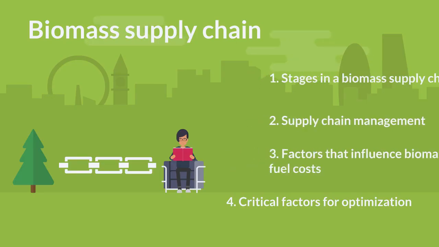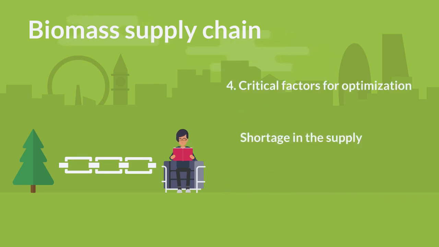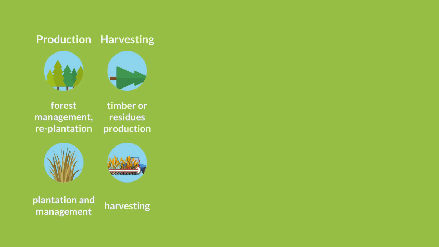After defining the supply chain for your project, you must identify the critical points. Which stages can produce a shortage in the supply? Which stages are incurring in more costs? Look for the supply chain stages that can be optimized. We have seen that collection and transportation to the end user are the stages with higher costs. Let's focus on them. Regardless of its origin, the relative cost of biomass collection will be considerable.